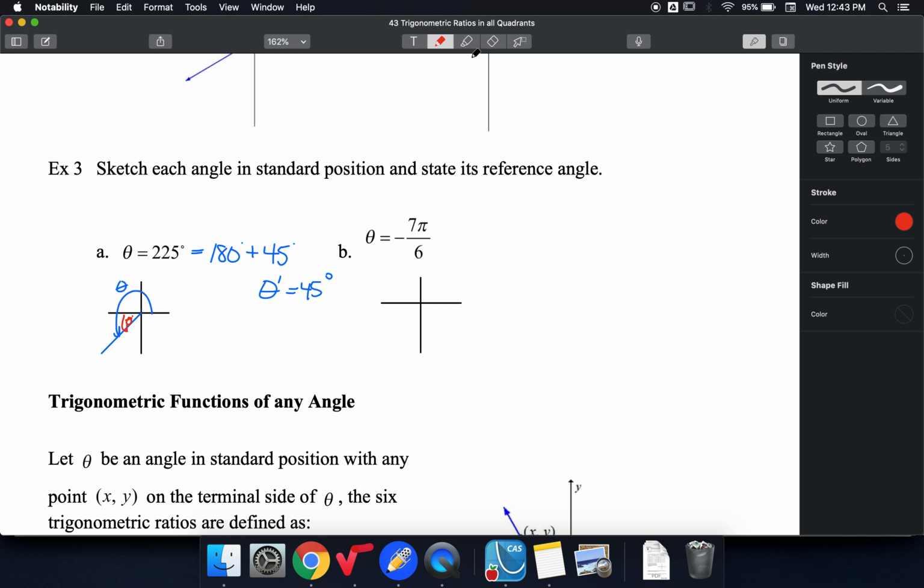Now let's look at negative 7 pi over 6. So negative 7 pi over 6 is going to be negative pi and another negative pi over 6. So I'm going to draw that in. So if I'm going to sketch it out fully, that's how I'm going to make theta. I'm even thinking to myself that this is negative pi minus pi over 6.